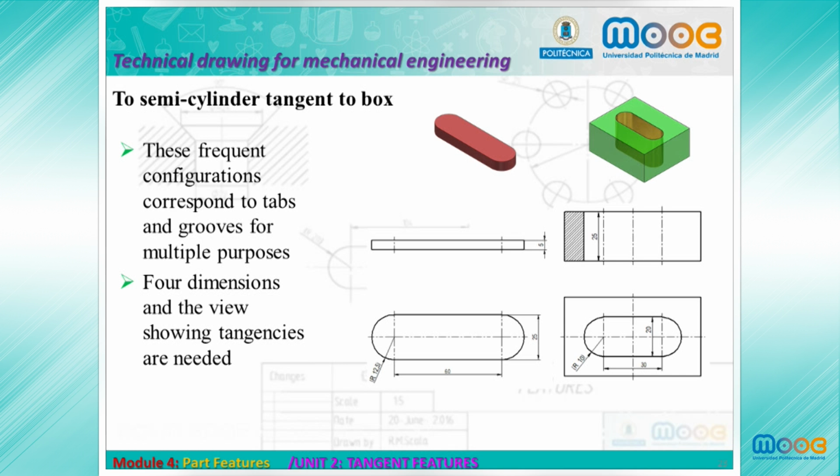Two semi-cylinders tangent to a box. These frequent configurations correspond to tabs and grooves for multiple purposes. 4 dimensions and the view showing tangencies are needed.